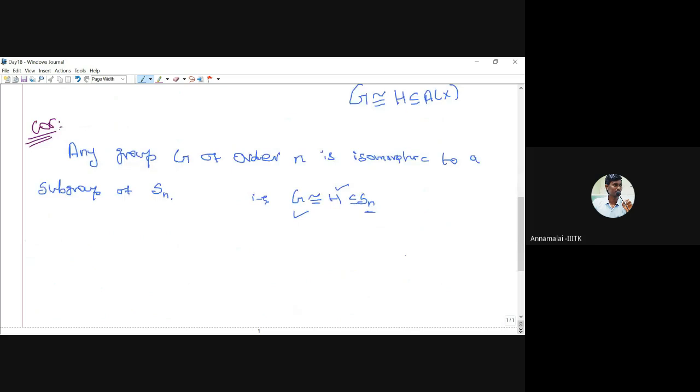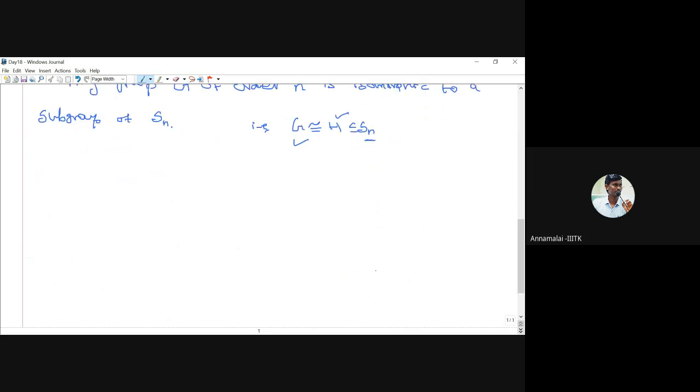Now I will give some very important theorems. We already discussed what a cyclic group is and what an abelian group is. Now I can write here some theorems: any cyclic group is an abelian group. That is, cyclic group implies abelian group. All the cyclic groups are abelian groups.